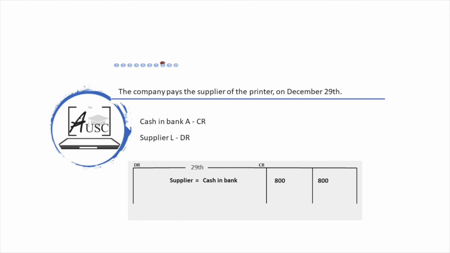The company pays the supplier of the printer on December 29th. Cash in bank, asset minus credit record, supplier, liability minus debit record. The journal entry is supplier equal cash in bank 800. The company records the invoice for rent on 31st of December. Rent expense, equity minus debit record, supplier, liability plus credit record. The journal entry on 31st of December is rent expense equals supplier 300.